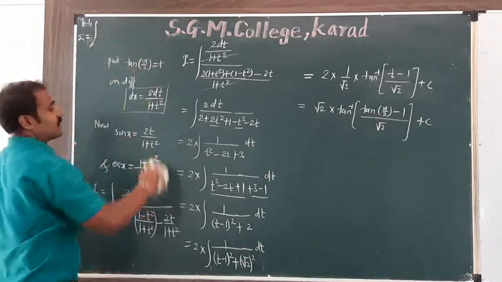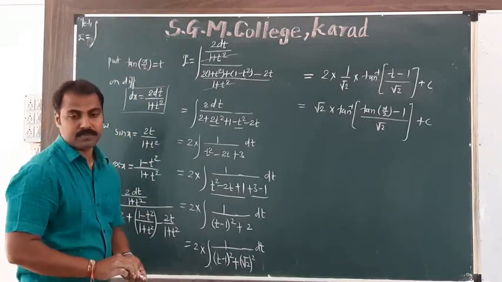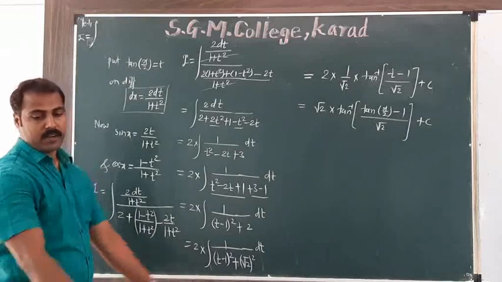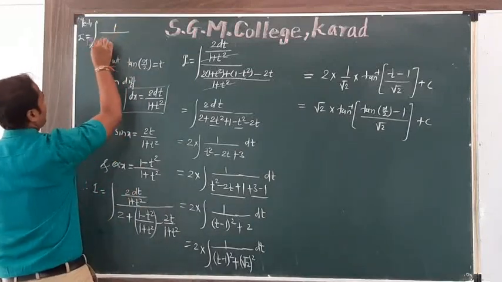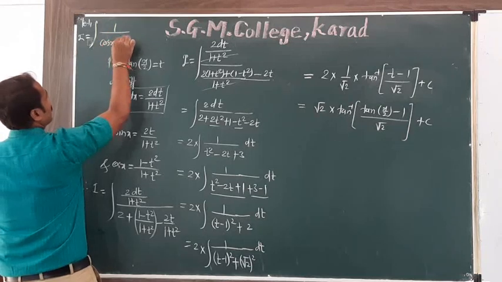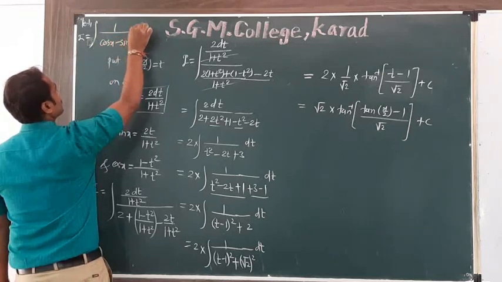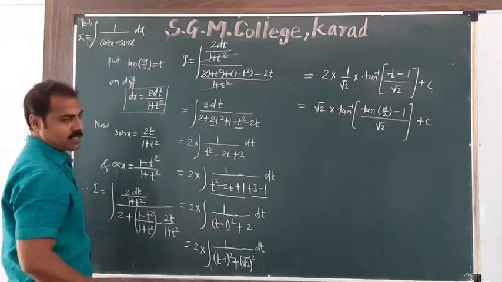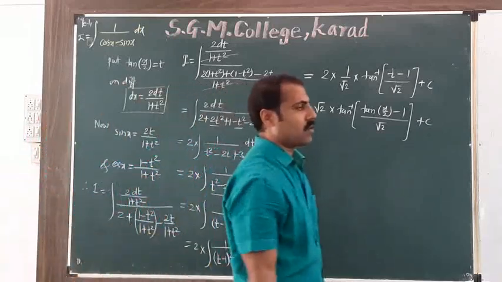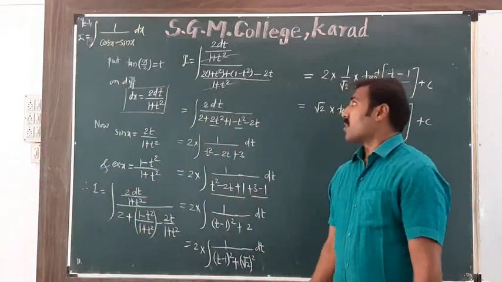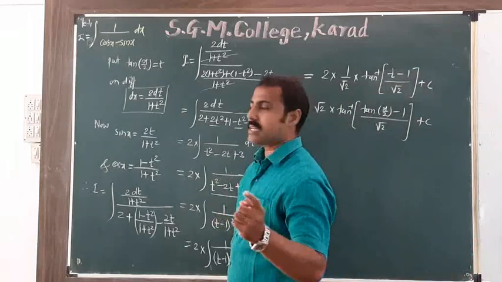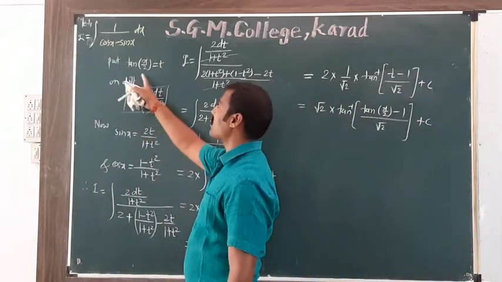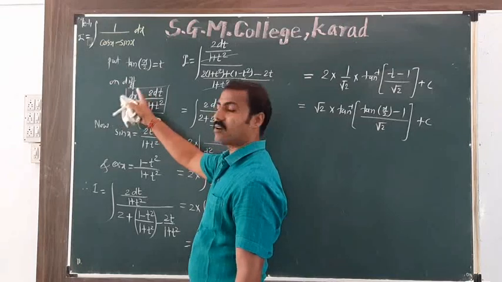Okay, evaluate integration. Next example is evaluate integration 1 upon cos x minus sin x dx. You can solve this example by substitution method: put tan x by 2 is equal to t, and differentiate.